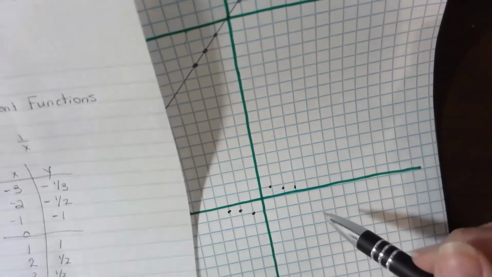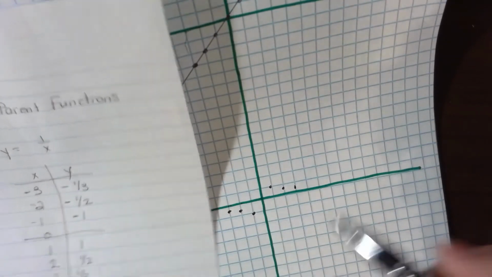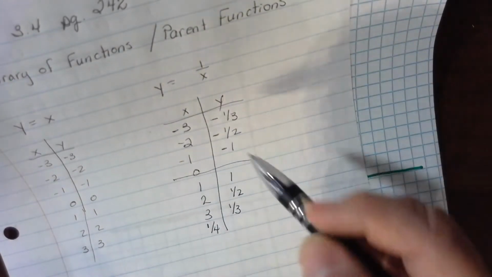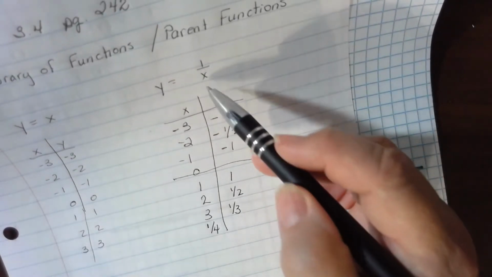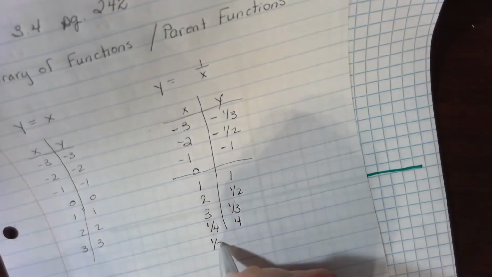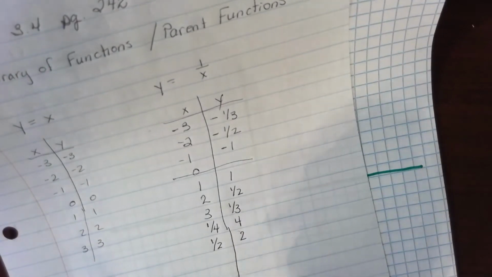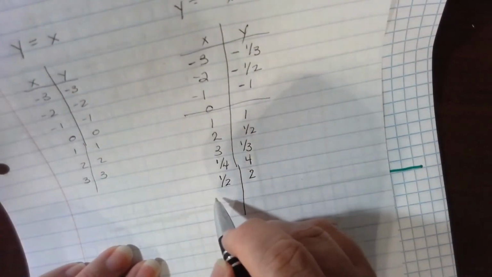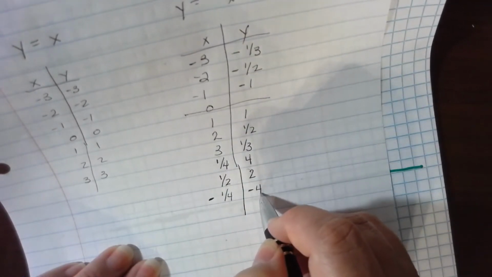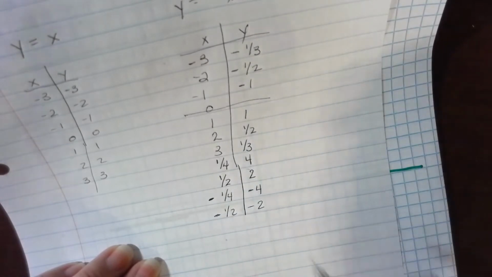Well, that's not enough to really know what's happening. So what you have to do is to do a few fractions. For example, if you let x be 1/4, the reciprocal of 1/4 would be 4. If you let x be 1/2, the reciprocal of 1/2 would be 2. And the same thing for the negative values. If you let x be negative 1/4, the reciprocal would be negative 4. And if you let x be negative 1/2, the reciprocal would be negative 2.